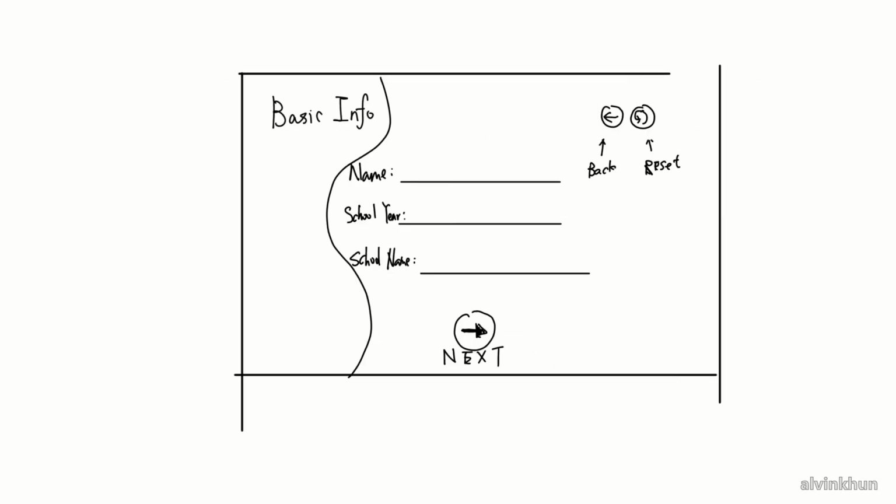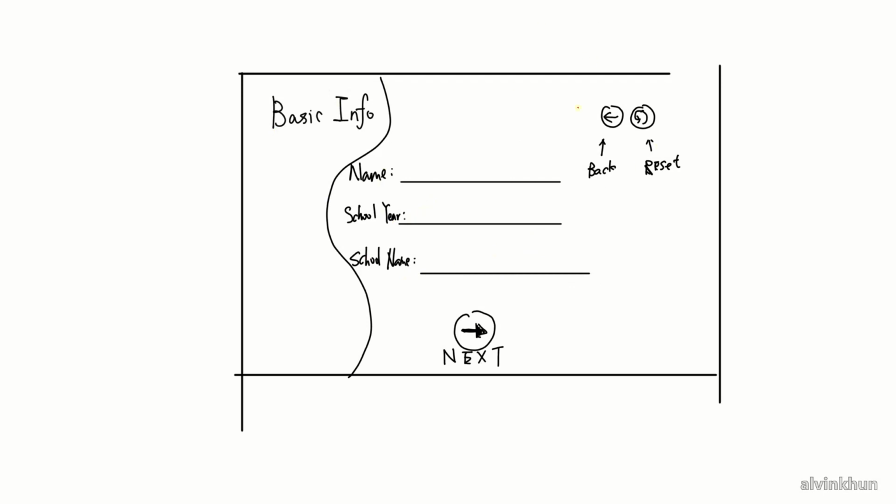In the basic info, we will ask the user for their name, their school year, their school name, and that information will be saved to the backend database, and the system will use that information to generate some of the components in the window we will discuss later.